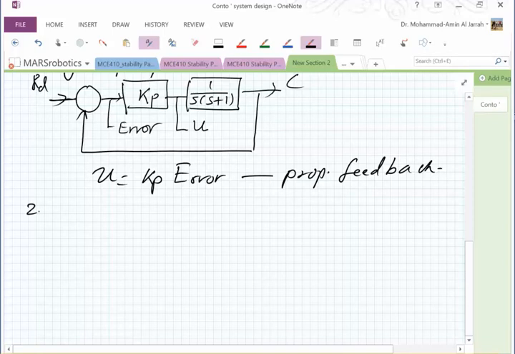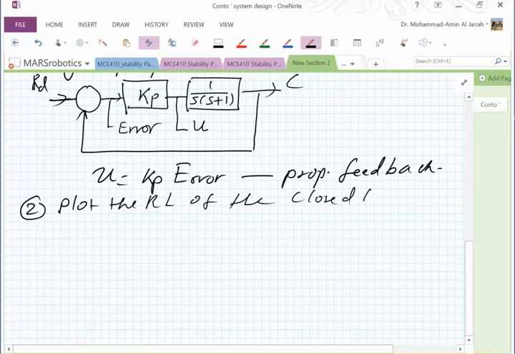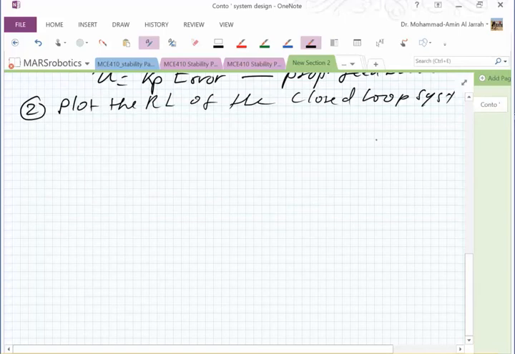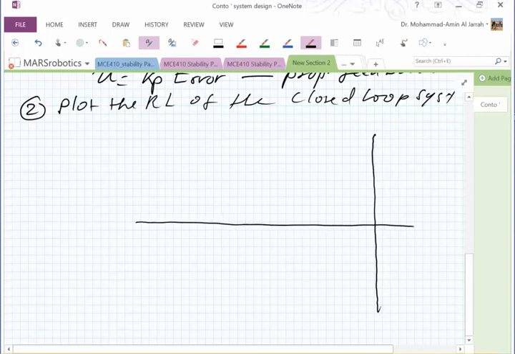So the second step is to plot the root locus of the closed loop system. This is a very simple system, and without wasting time on steps, you should tell me what the root locus is here. So you have a pole at 0, and you have a pole at -1. Okay, so this is a second pole.